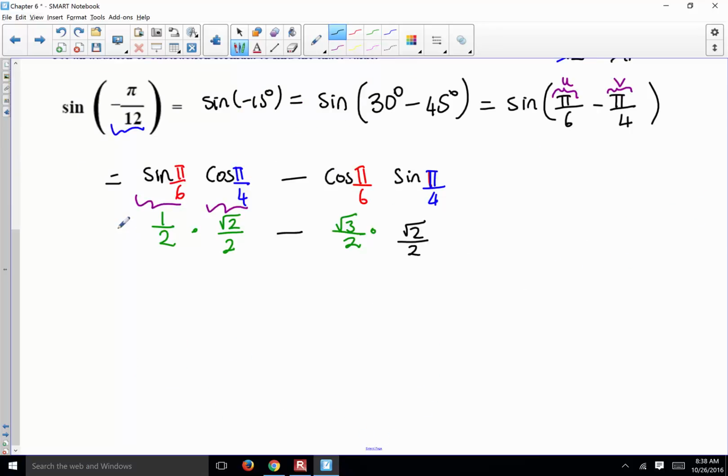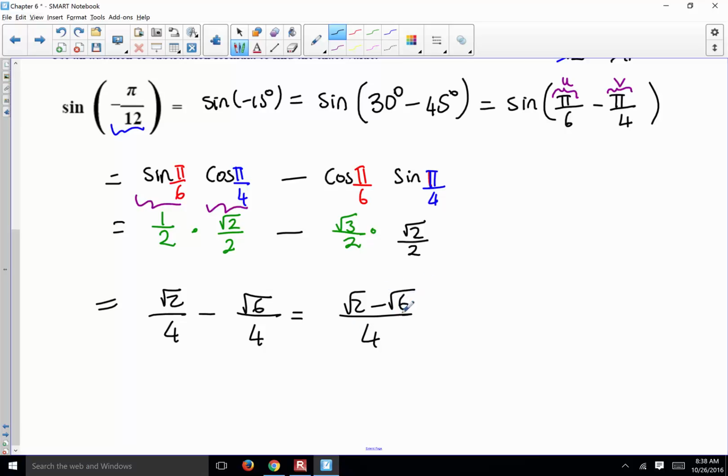All we need to do is multiply these across. 1 times root 2 is root 2, 2 times 2 is 4, minus root 2 times root 3 is root 6 over 4. We can combine them, right? Which becomes root 2 minus root 6 over 4. Okay, we have the common denominator, just combine like this. But can I subtract 2 and 6 and make 4?